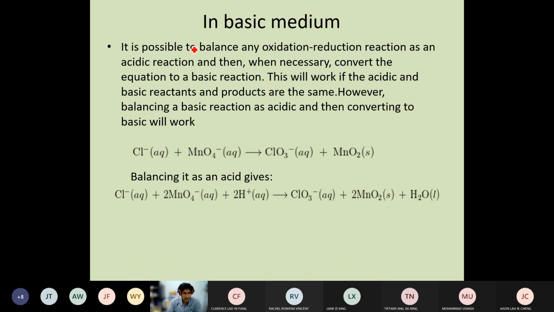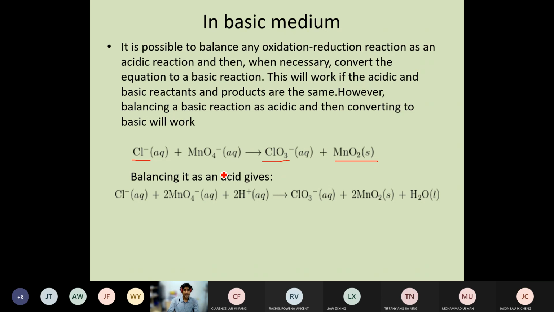So let's see in the basic medium what will happen. Let's say chlorine something, potassium chloride maybe, and potassium permanganate or something like that is reacted, sodium chloride probably, and then chlorate ion and manganese dioxide are produced.